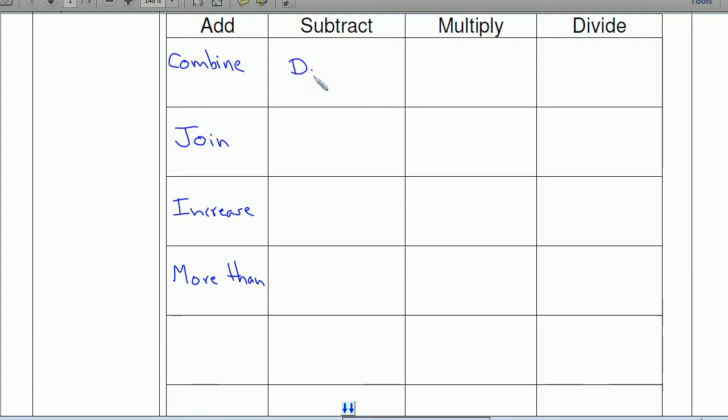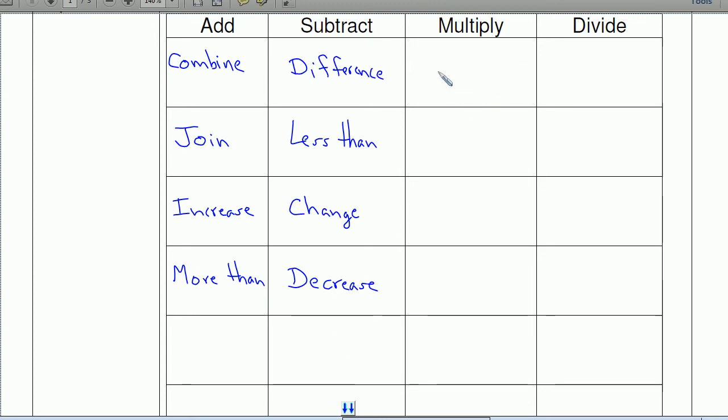Subtraction could be difference, maybe less than. How about the word change or decrease? Again, you need to fill this one here and then one more down here.